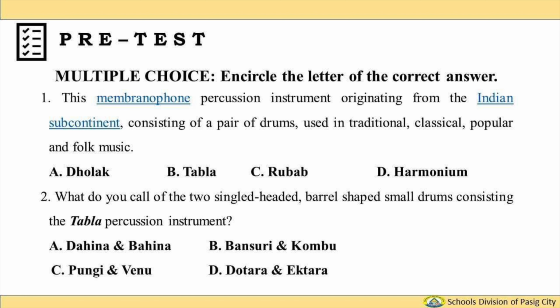Number 2. What do you call the two single-headed barrel-shaped small drums consisting of the tabla percussion instrument? A. Dahina and Bahina. B. Bansuri and Kumbo. C. Punji and Veno. D. Dutara and Ektara.